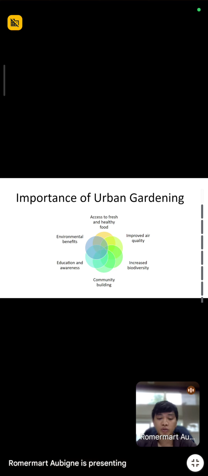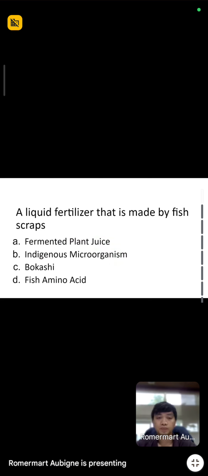Urban gardening can reduce the carbon footprint associated with food transportation and packaging, and can also reduce the amount of organic waste sent to landfills where it contributes to the greenhouse gas emission. So yan po yung mga importance ng ating urban gardening.